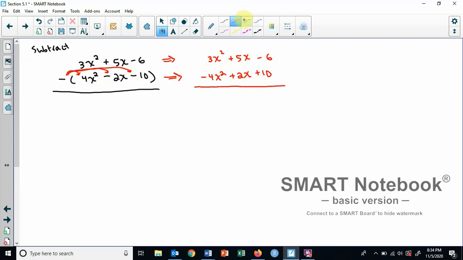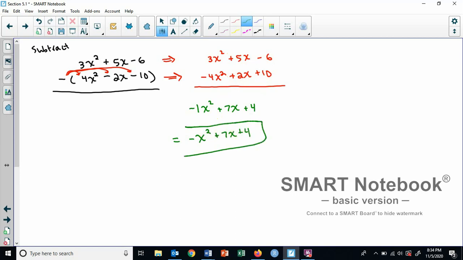And now I can just combine like terms. 3x squared minus 4x squared, that is negative 1x squared. And I don't need the 1, but I'll leave it just because it doesn't matter. 5x, positive 2x, positive 5, that makes positive 7x. Minus 6 or negative 6 plus 10, that is positive 4. So I might rewrite it more neatly without that 1. It does not matter.